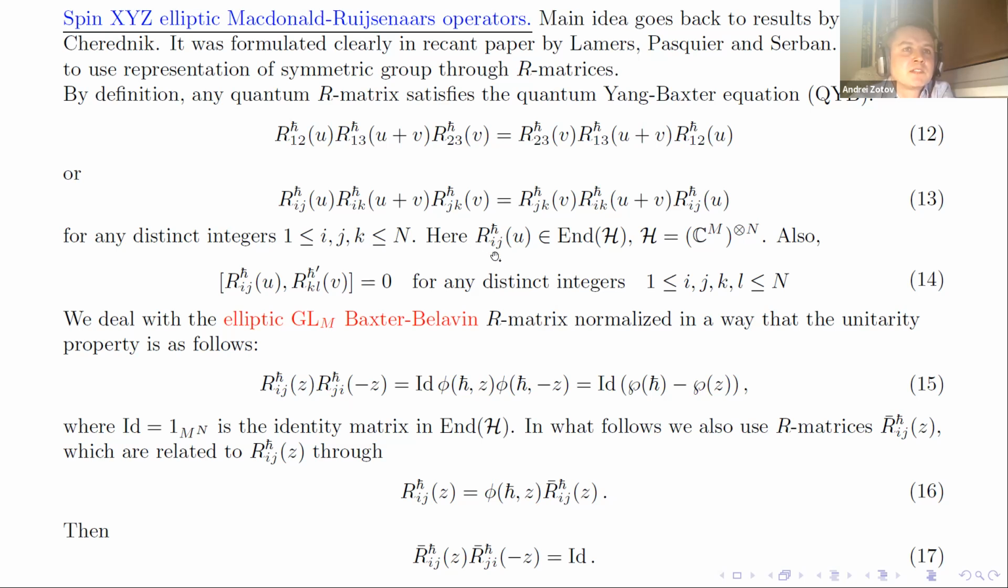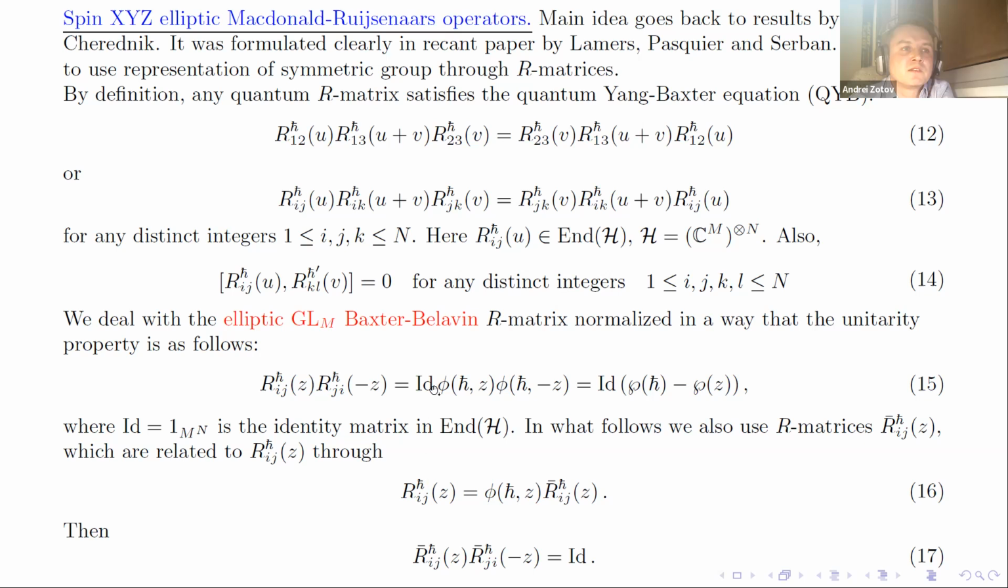Any R matrix is a linear operator on the following Hilbert space. It is the n-th tensor power, and our matrix R_ij acts on the i-th and j-th components of this tensor product. For example, if we consider a pair of R matrices with all distinct indices, they commute because they act on different tensor components. In my talk, I'm dealing with the elliptic Baxter-Belavin R matrix, and we're going to use two different normalizations. The first normalization comes from the following unitarity condition. Here we have the identity operator on the right-hand side, but it is multiplied by the product of phi functions.